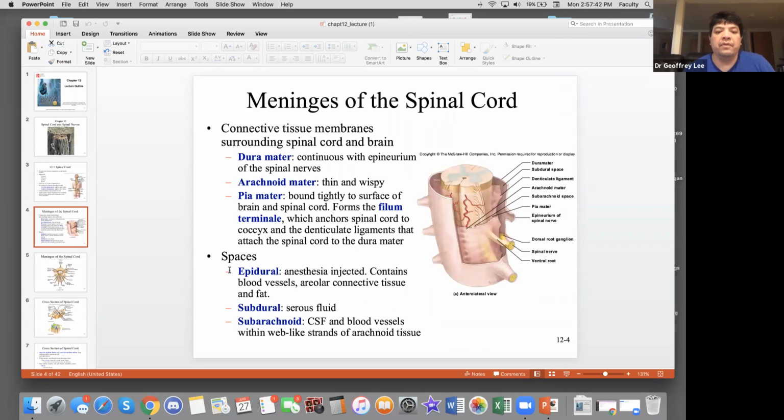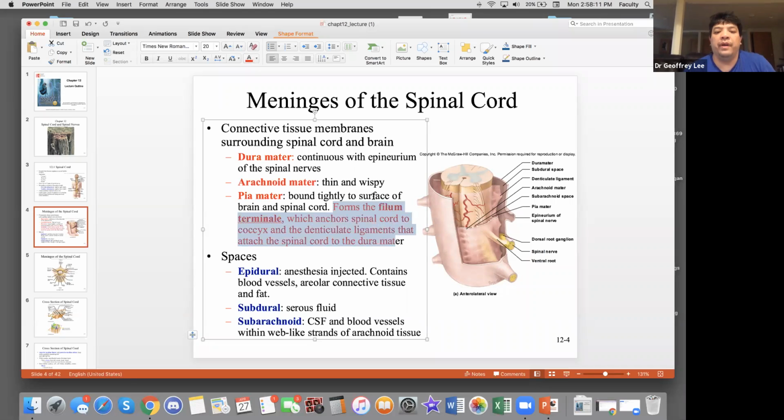So when we look at the meninges, know what the dura mater, the arachnoid mater, and the pia mater are. Now on Thursday, we're going to go through the anatomy on Anatomy and Physiology Revealed. So those are all important things to know right here. What is the dura mater? What is the pia mater? What is the arachnoid mater? And then we'll talk about the spaces in just a second.